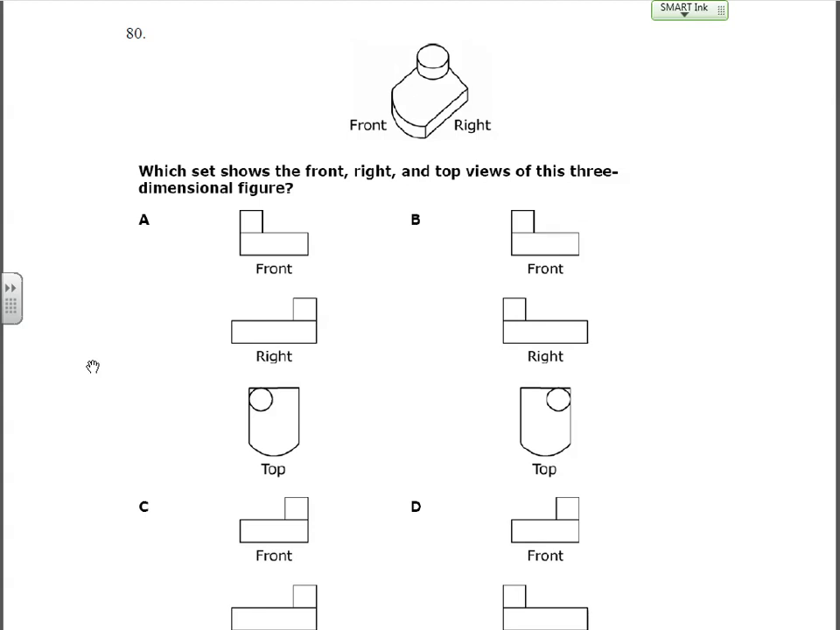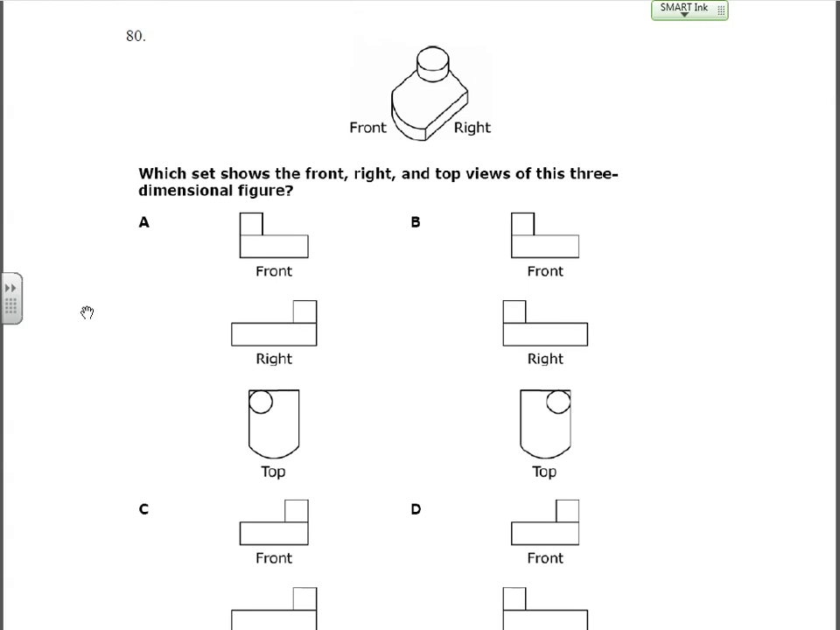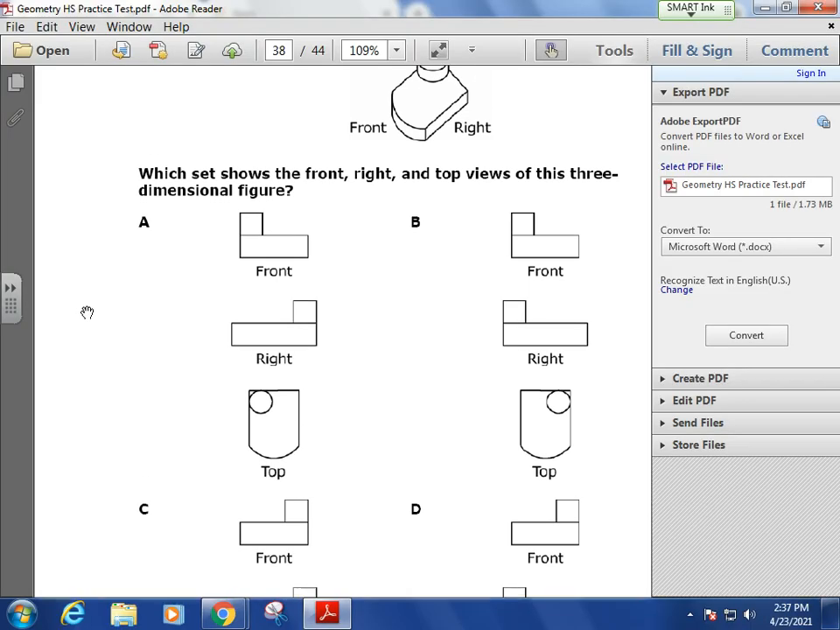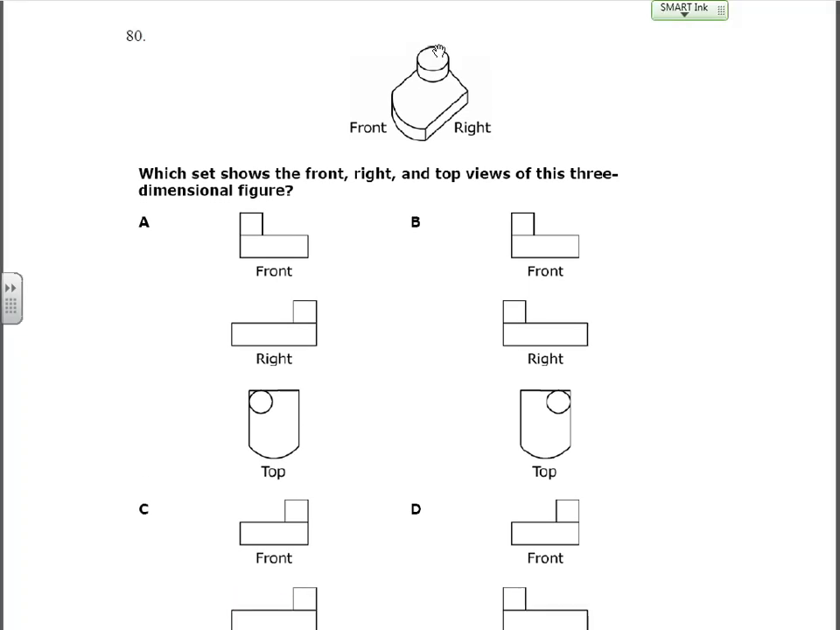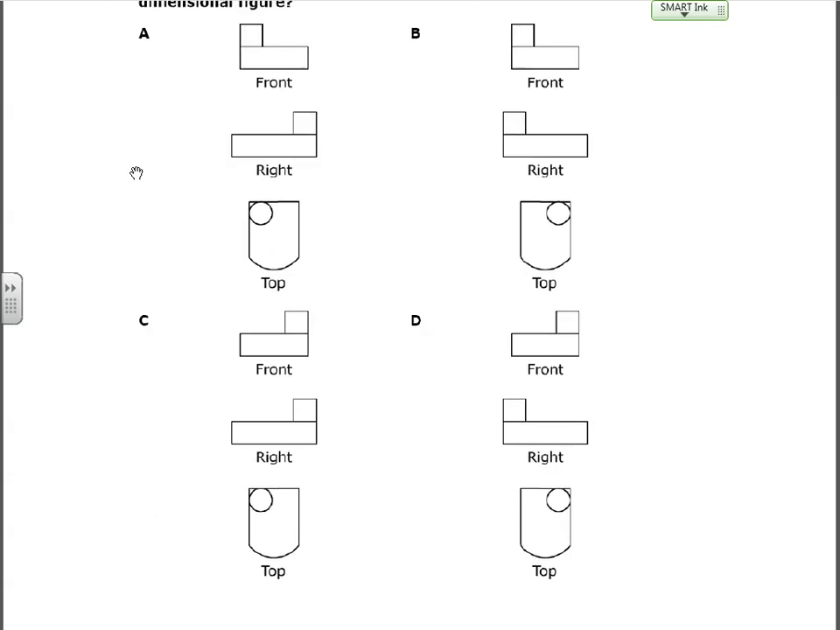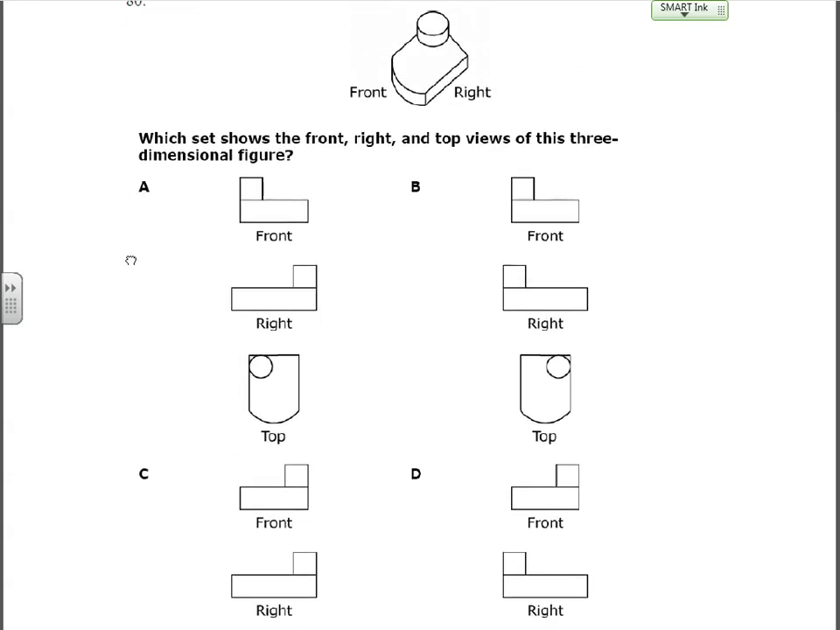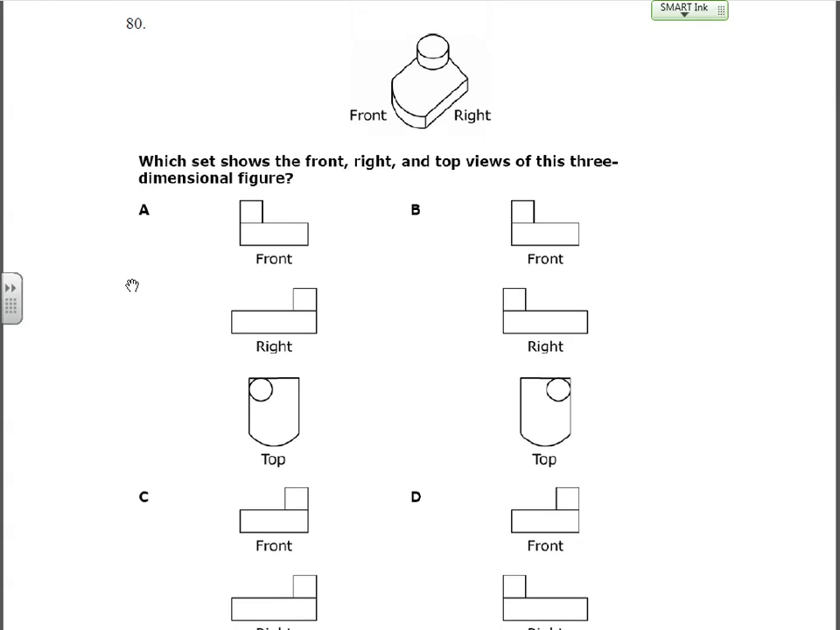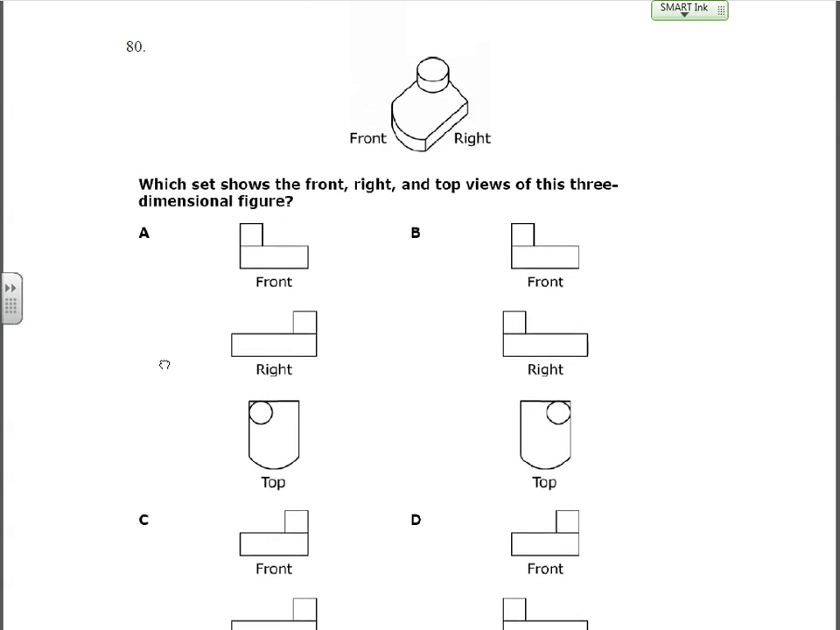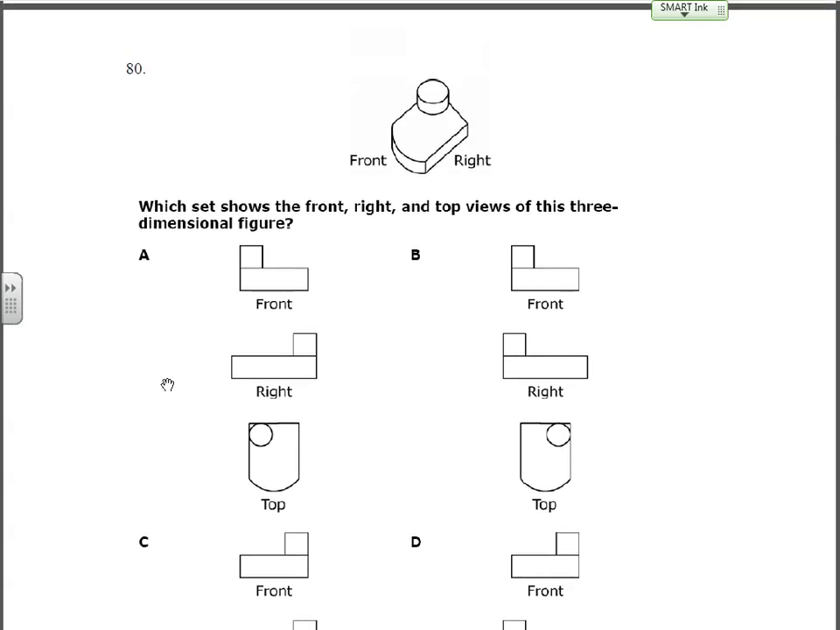The front side is labeled here. So is it going to look like this, with that little cylinder up on the left side, or is it going to be on the right side? If you look at this from the front, is that cylinder going to be on the left or the right side? The left side, right? If this is the front, it's going to be on that left side. So you can eliminate C and D, and we'll just focus on A and B here.